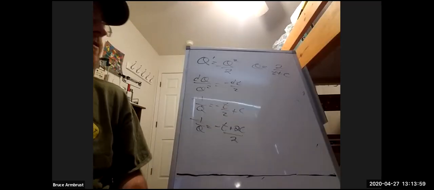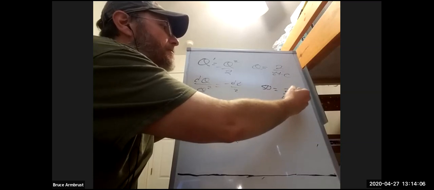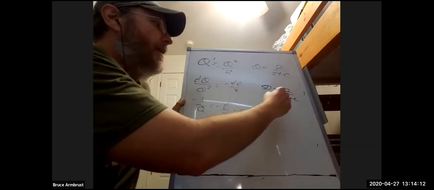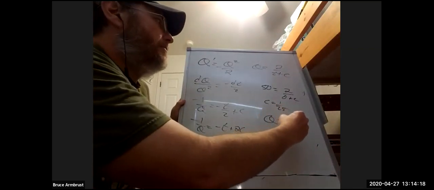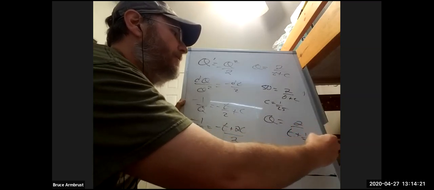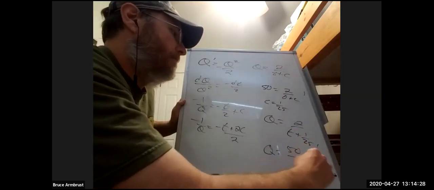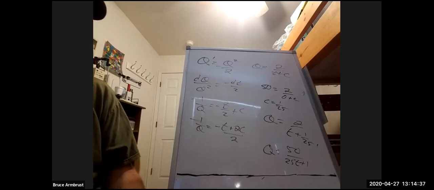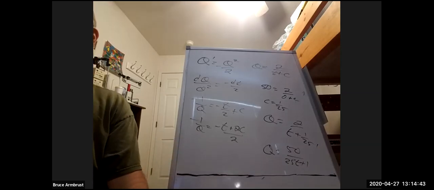Okay, so it says we start with 50. So that means that 50 is going to equal 2 over 0 plus c. So c is equal to 1 over 25. So we get q is equal to 2 over t plus 1 over 25. And let me get rid of that fraction inside the fraction by multiplying by 25. So I think the equation for the amount that we have present is 50 over 25t plus 1.